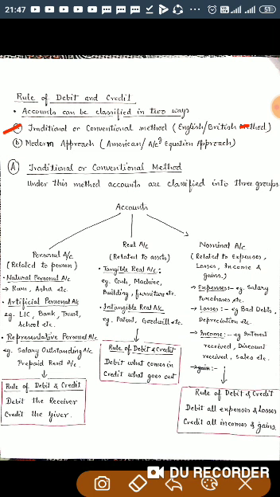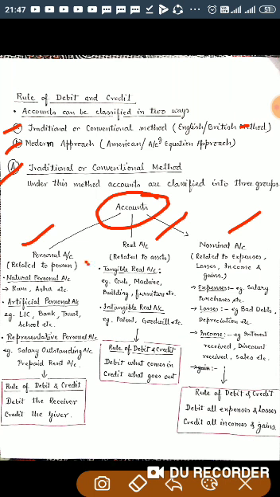And the second method of debit and credit is the modern approach or American approach, also known as the accounting equation approach. First of all, we will discuss the traditional or conventional method. Under it, we classify accounts on the basis of their nature into three groups: personal account, real account, and nominal account.